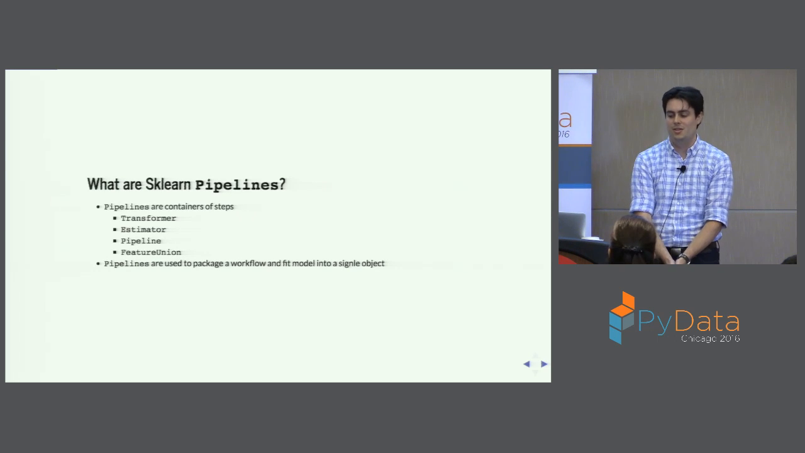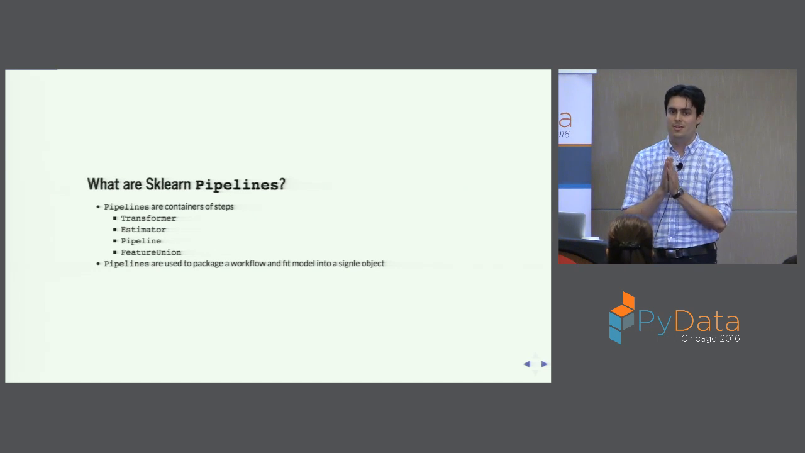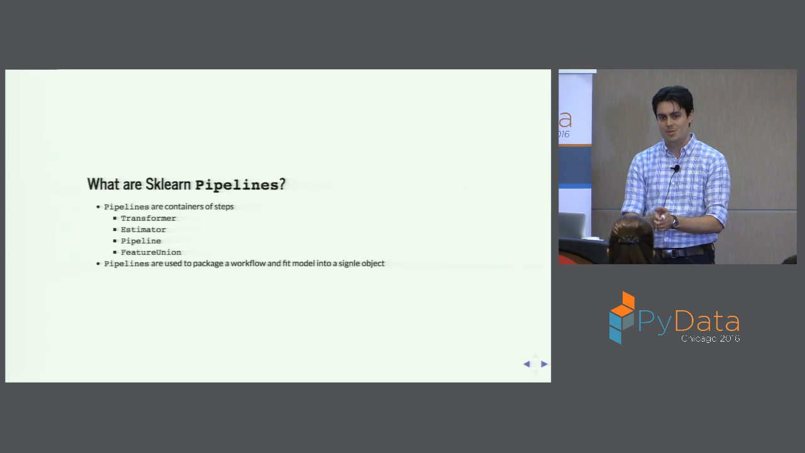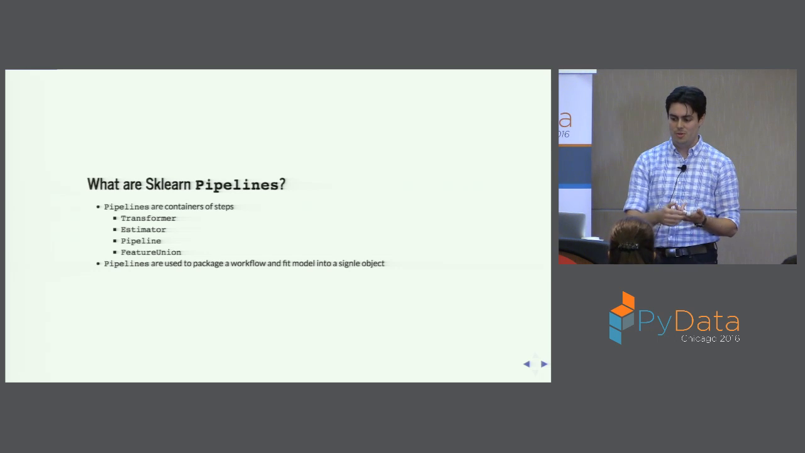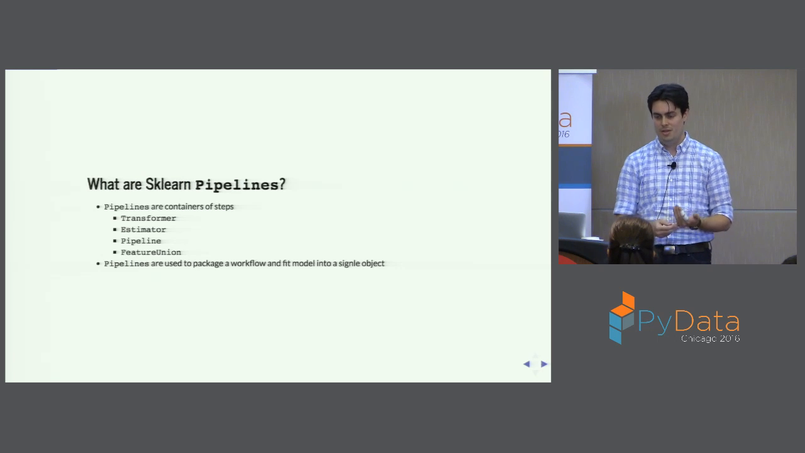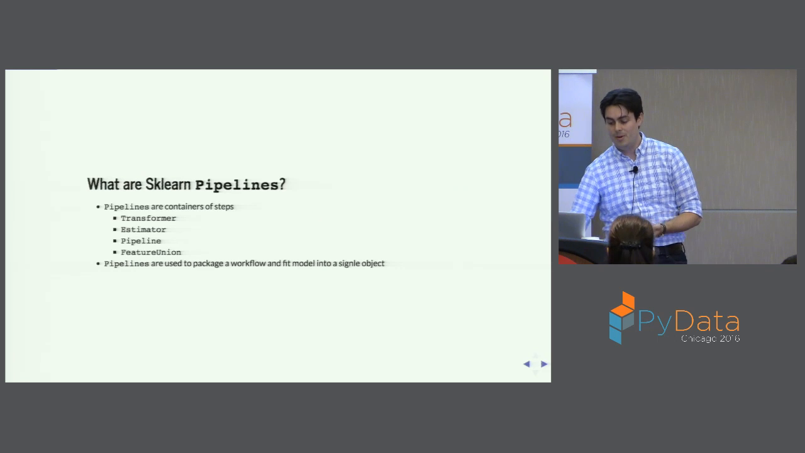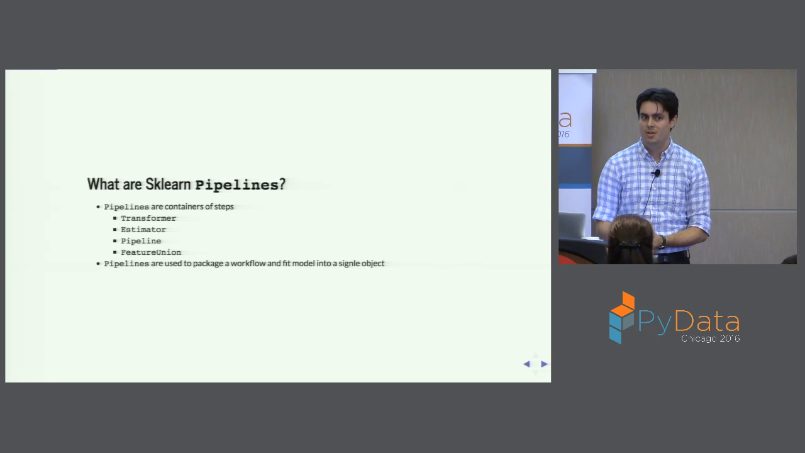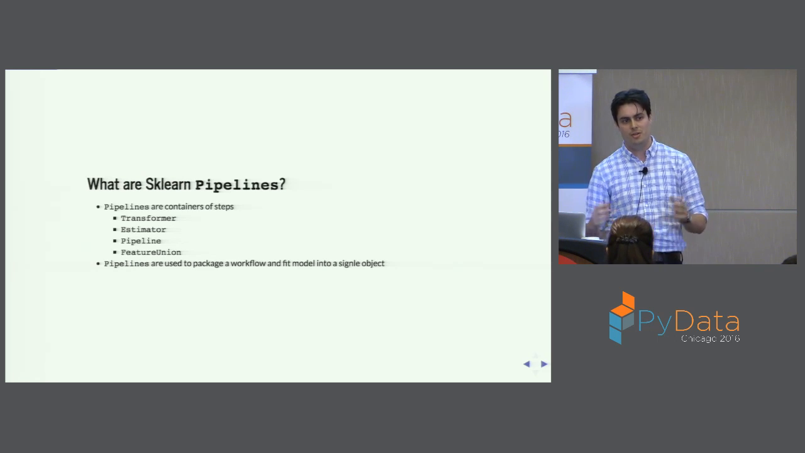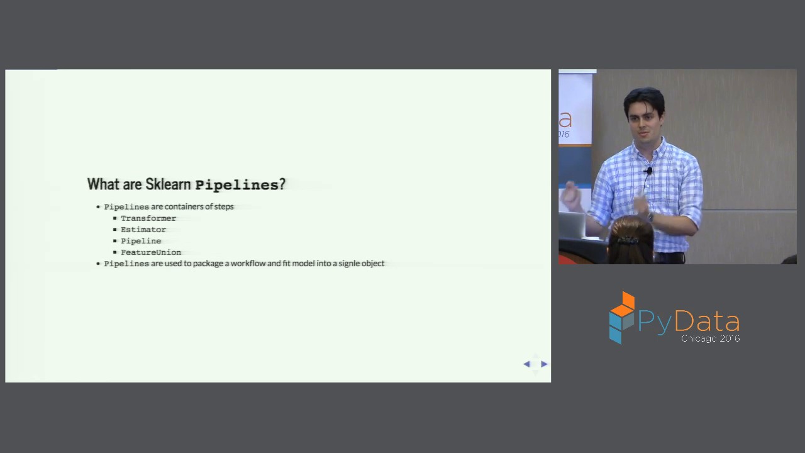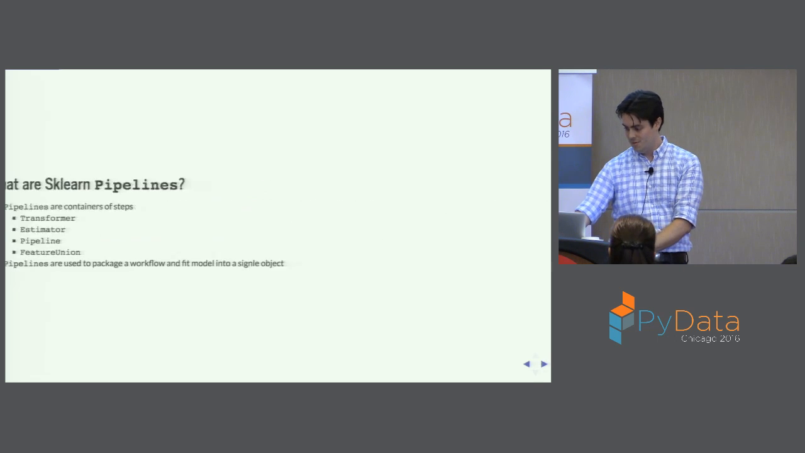What are Sklearn pipelines? A container of steps. What are steps? The main ones here are estimators and transformers. Pipelines are used to package a workflow and package fit model objects all together into a single serializable object. I'm sure they're used for lots of other things. This is the talk.